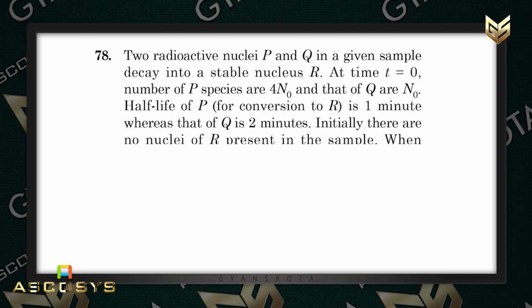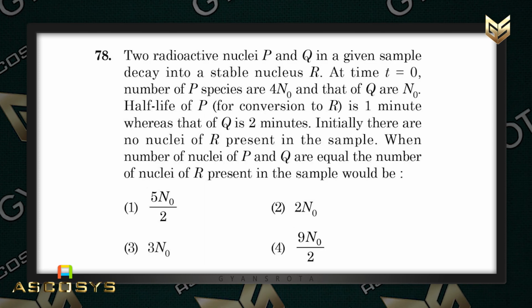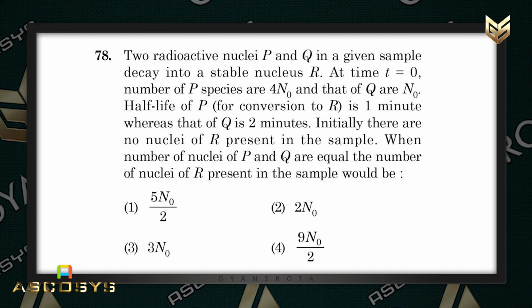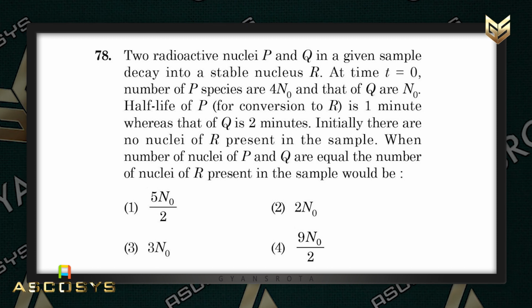Two radioactive nuclei P and Q in a given sample decay into a stable nucleus R. At time t equals 0, the number of P species is 4 n naught, that is, initially n equals 4 n naught. For radioactive nuclei Q, it is n naught. The half-life of P for conversion to R is 1 minute, whereas the half-life of Q is given to be 2 minutes. Initially, there are no nuclei of R present in the sample. When the number of nuclei of P and Q are equal, how many nuclei of R are present in the sample?